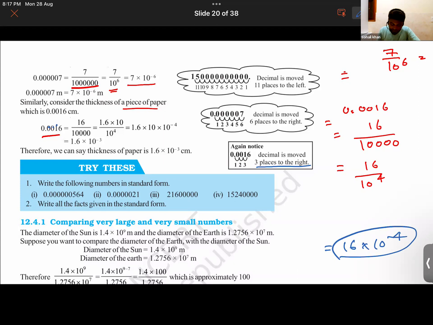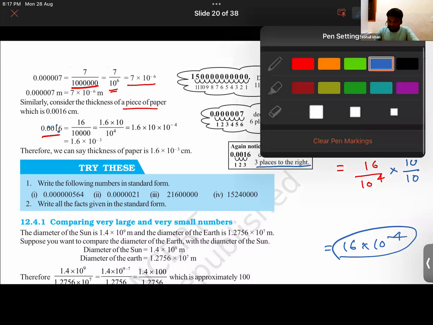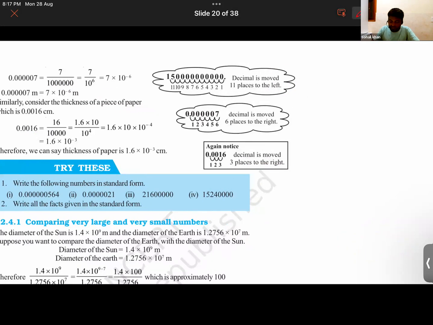1, 2, 3. After 3 digits, you will be placing a decimal that is between 1 and 6. But we can't simply place a decimal. In order to do that, we need to multiply and divide it by 10. Getting it? I guess you guys are getting confused. Let me revise the process here.